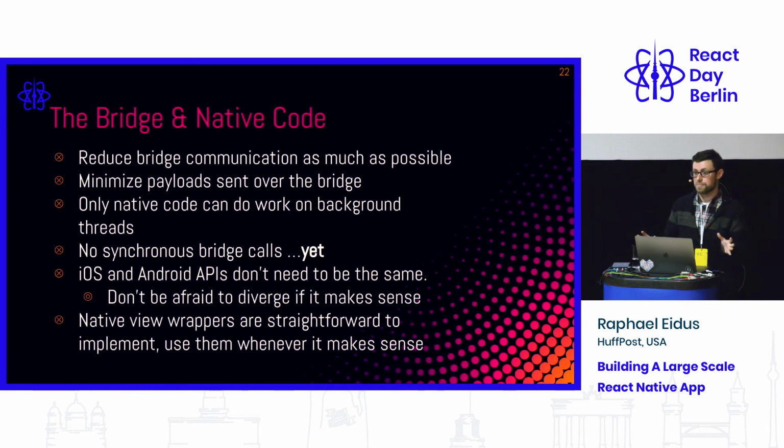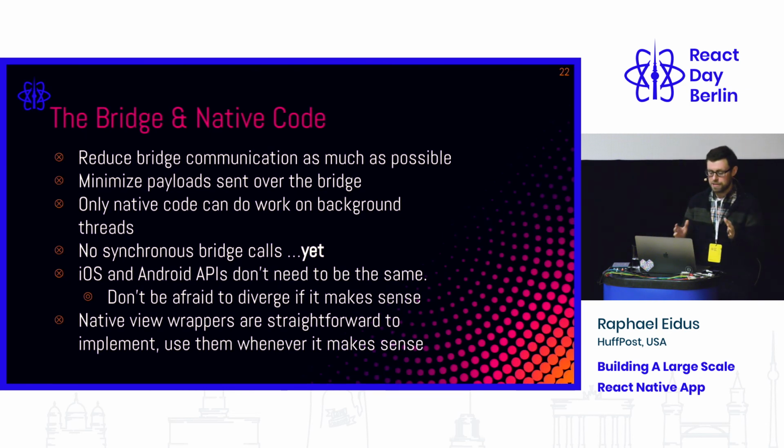If you can ever possibly do it in a background thread, you probably should, which means you should look at sending it across the bridge and doing it in native code. There are no synchronous bridge calls yet, but it's coming soon. It's been promised in future versions of React Native, and this will open up a lot of new use cases and make a lot of current things that are difficult to do and to reason about much simpler. So be on the lookout for that.